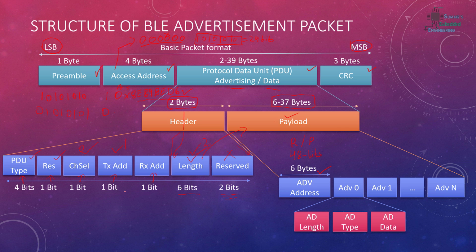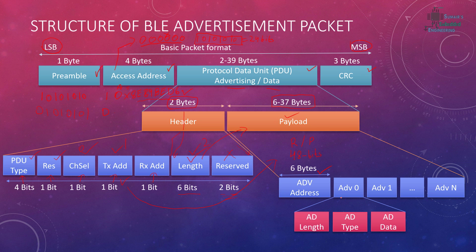And as I have already mentioned, here the TX is basically representing the address. The first 6 bytes are basically the address of the device which is advertising, and the next bytes will represent the actual data.